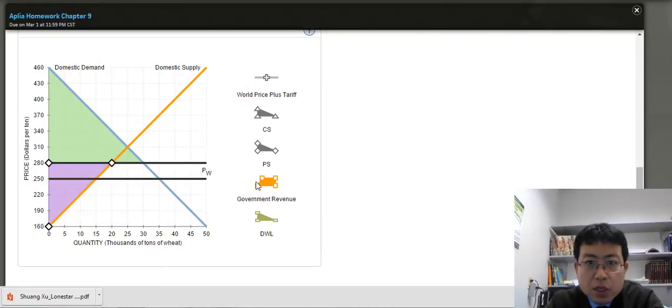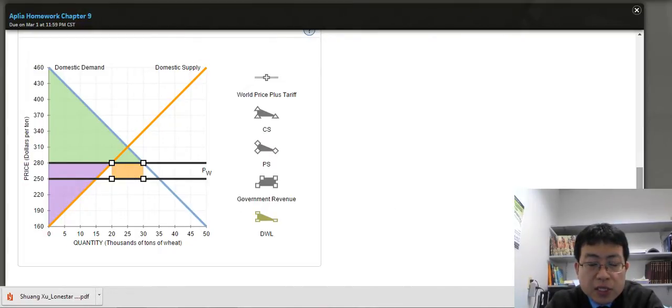Your government revenue is per unit of import. So our imports are this difference, from 20,000 to 30,000. So we import 10,000 units, and for every ton it's $30, so from 250 to 280. So this rectangle over here is our government revenue. And then the deadweight loss.